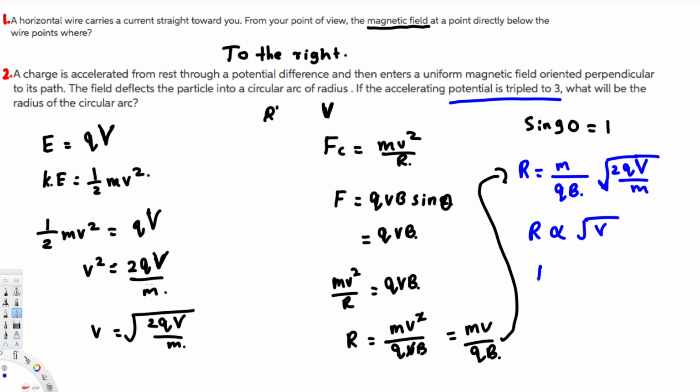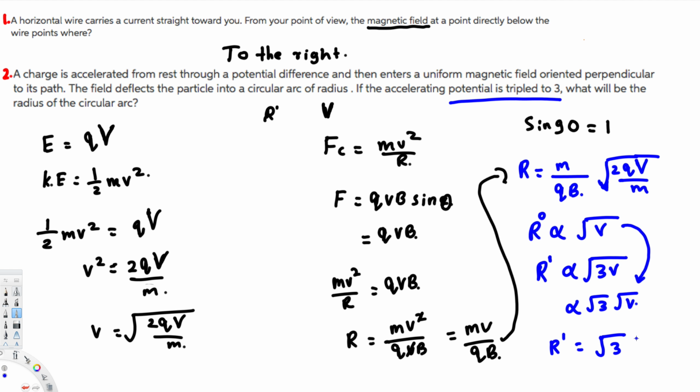Now we can see what happens if we triple the potential difference. Let's say this is R naught when we don't change anything, and R prime is when we triple the potential difference. R prime is proportional to the square root of 3V, which we can also write as the square root of 3 times the square root of V. Now we replace the square root of V with R naught. So R prime is equal to the square root of 3 times R naught.